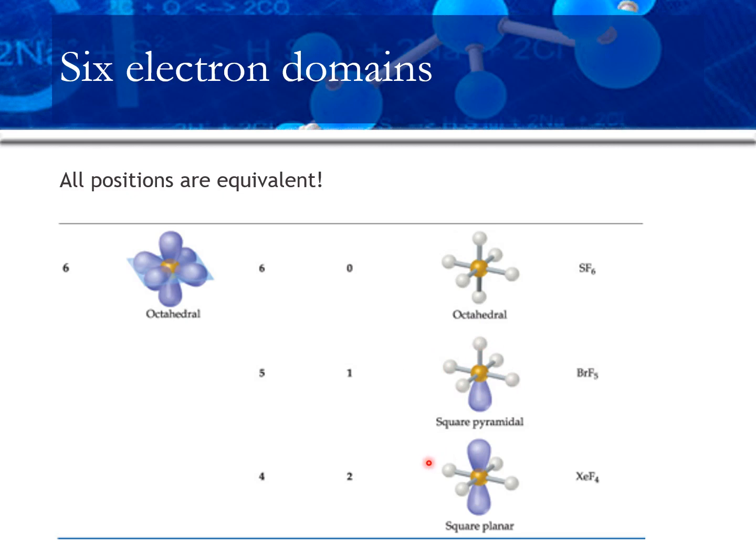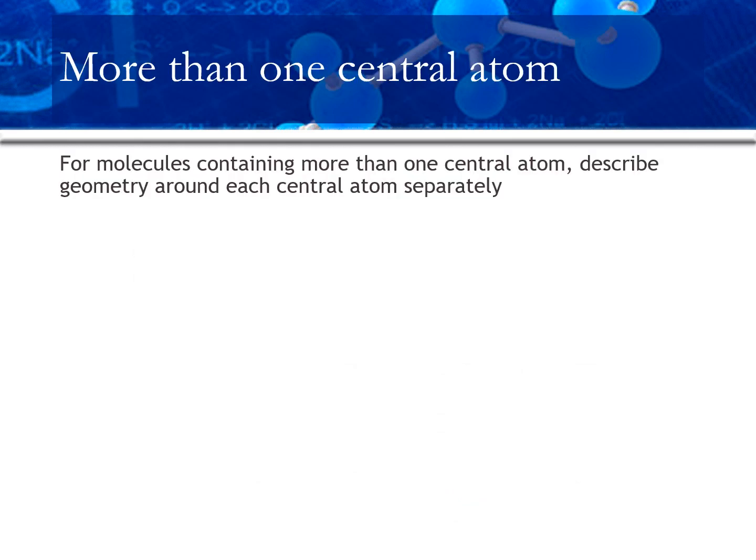If we have 2 non-bonding pairs, then they want to be as far away from each other as possible because of the repulsion, so they will always occupy opposite positions, leaving us with a square planar molecule. Now, in those instances with molecules containing more than one central atom, we describe the geometry by simply describing the geometry around each central atom separately.